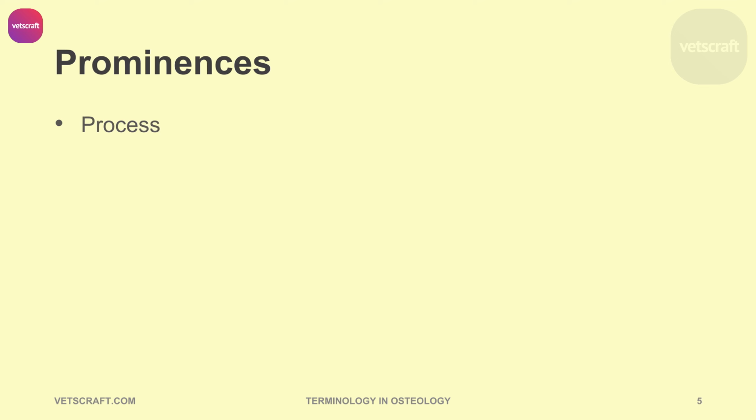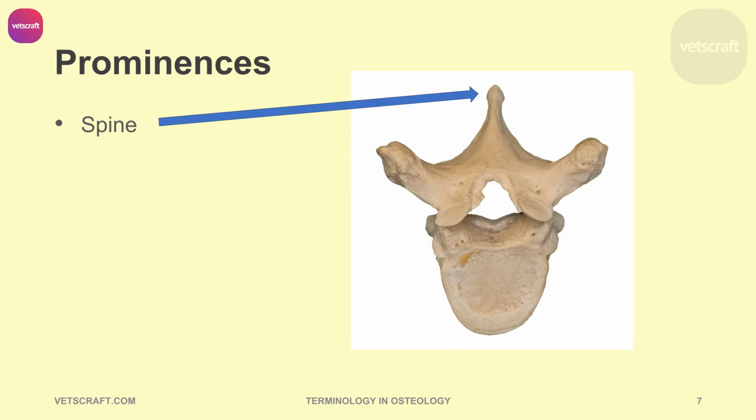Process is a general term for prominence. Tubercle is a small blunt projection. If it is more developed, then it is called a tuberosity, while a trochanter is the largest of these prominences. Spine is a pointed projection. In this picture, you can see the spine of a vertebra.